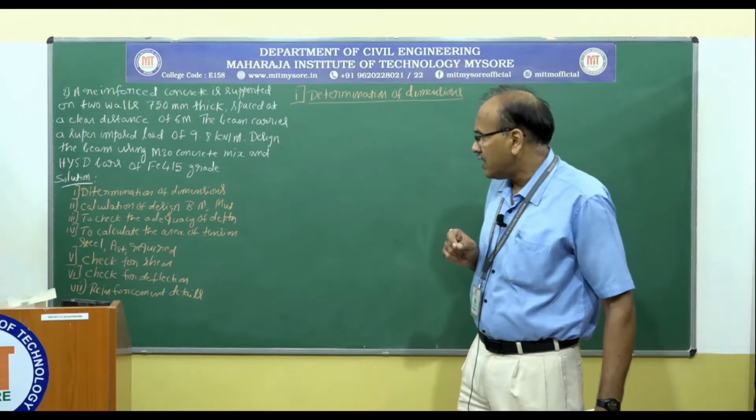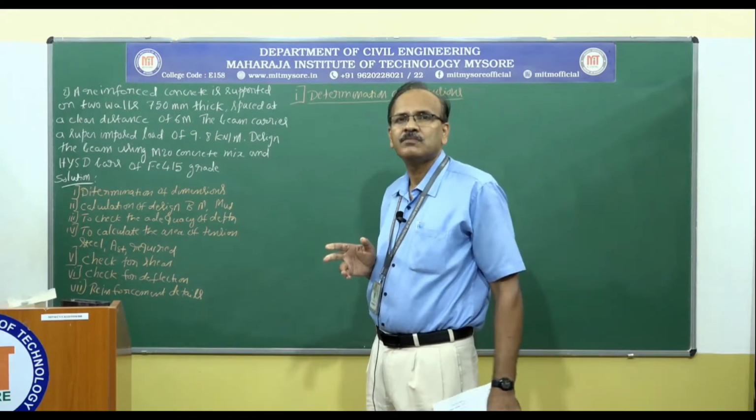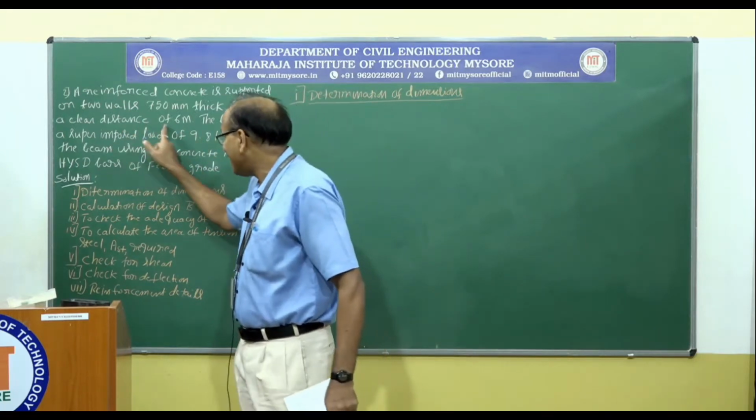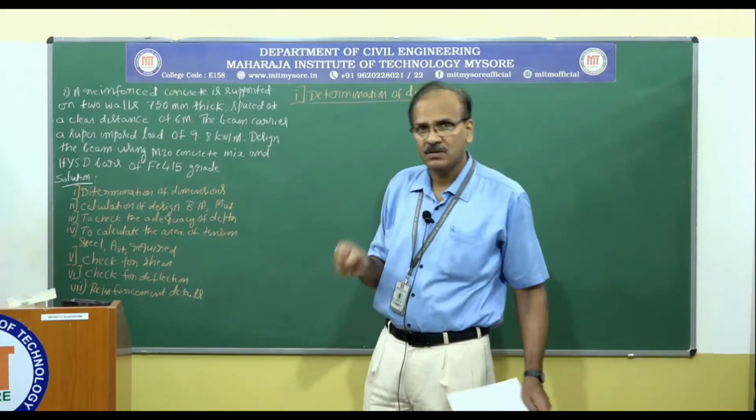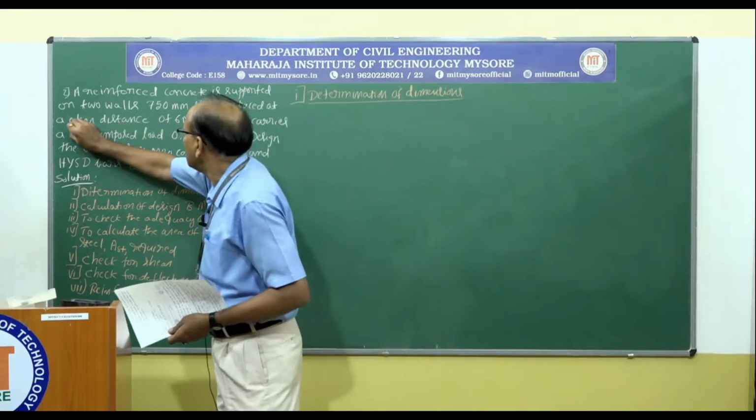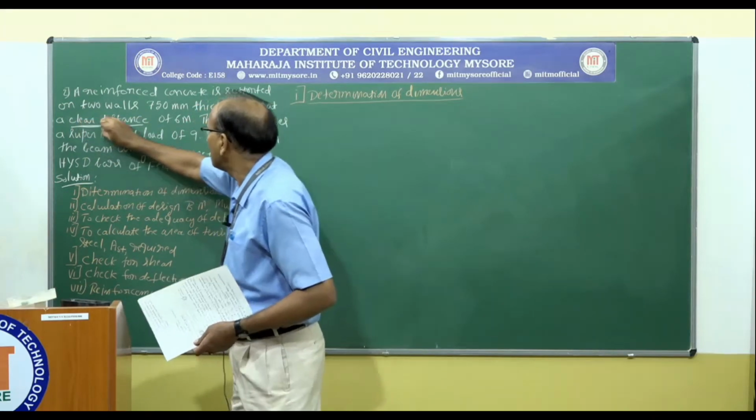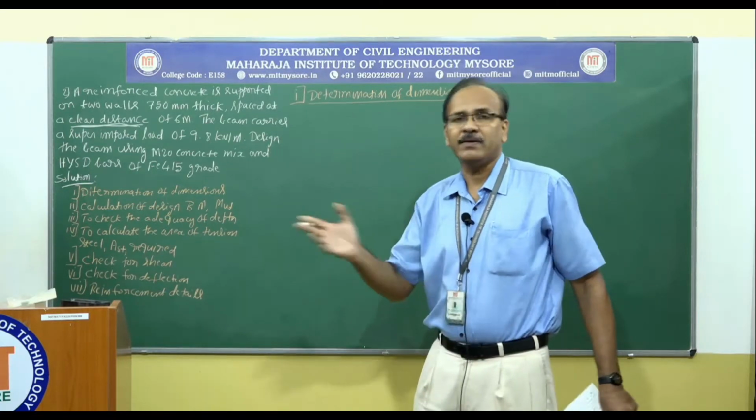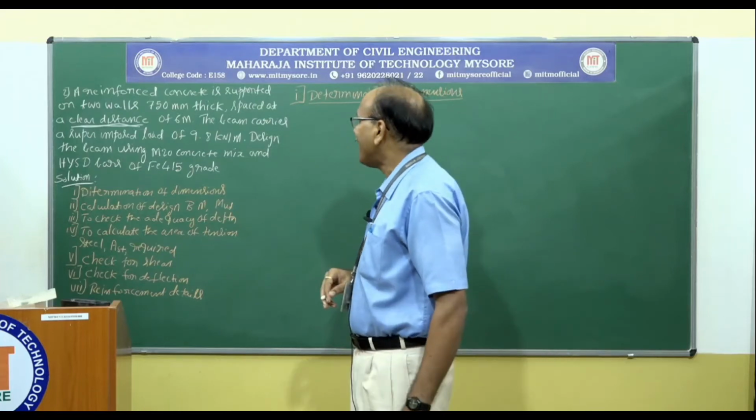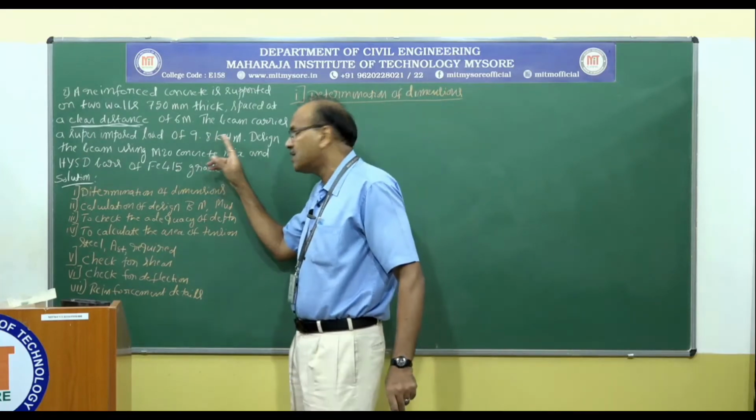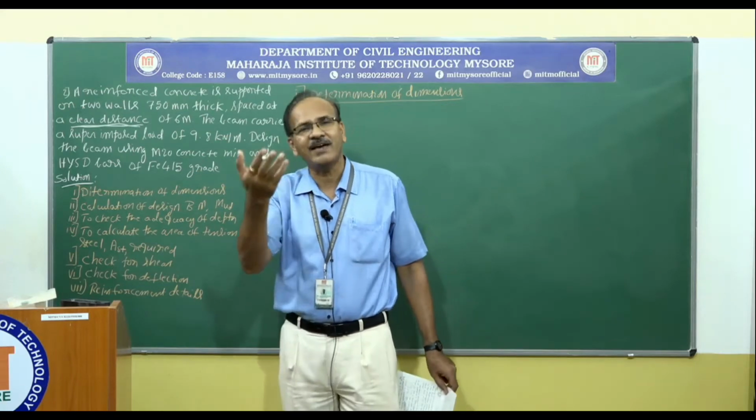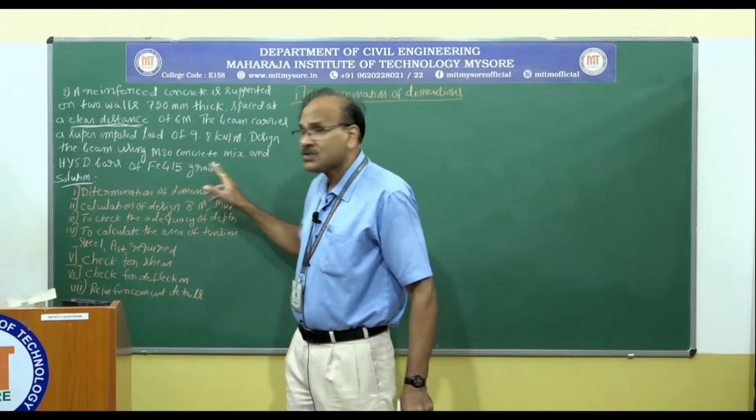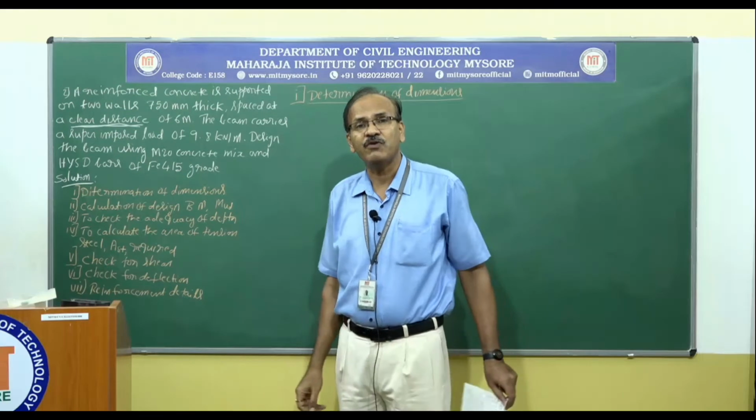A reinforced concrete beam is supported on two walls, 750 millimeter thick, spaced at a clear distance of 6 meter. Clear distance. Okay, this is not effective distance. This is clear span of 6 meter. The beam carries a superimposed load of 9.8 kilonewton per meter. Superimposed load is nothing but the live load. Design the beam using M20 concrete mix and HYSD bars of grade Fe 415 steel.